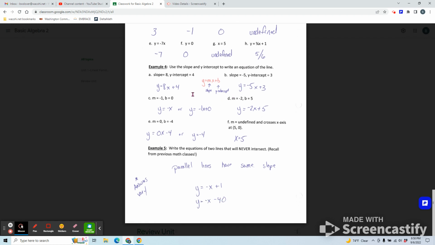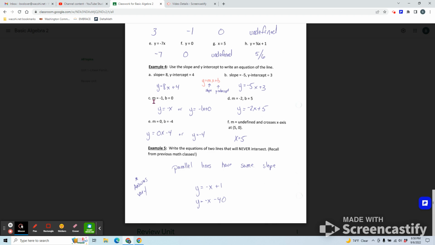Example 4 is asking you to use the slope and y-intercept to write an equation of the line. Here's my slope, which is my m. Here's my y-intercept, which is the b. I'm just going to replace those variables. Slope is 8, y-intercept is 4. So y equals 8x plus 4.